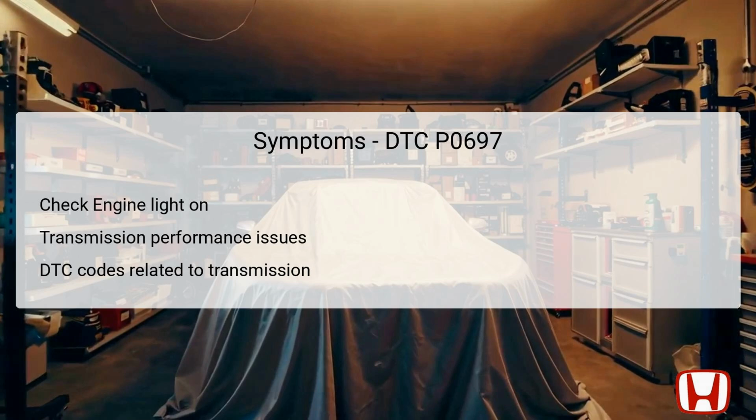Such symptoms might compromise the overall driving experience and can lead to increased wear and tear on the transmission if left unaddressed. Moreover, it is common to see additional DTC codes related to the transmission, suggesting a cascading effect on the vehicle's systems caused by the failure in the voltage 3 circuit. Recognizing these symptoms is vital in prioritizing repairs and ensuring vehicle safety and efficiency. Addressing these issues promptly can prevent more extensive damage and costly repairs down the line.